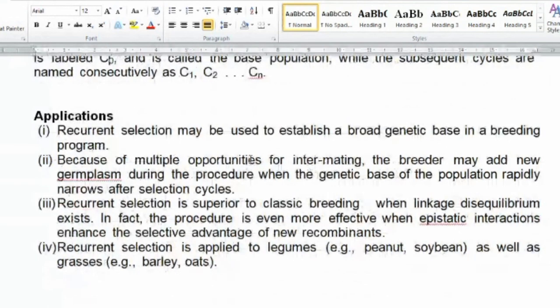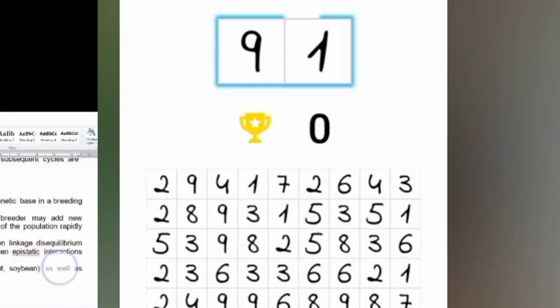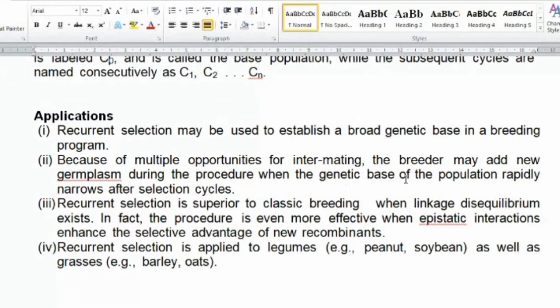Where is recurrent selection applied? Recurrent selection may be used to establish a broad genetic base in a breeding program. Because of multiple opportunities for intermating, the breeder may add new germplasm during the procedure when the genetic base of a population is rapidly growing narrow. So when the breeder thinks that their genetic base is growing narrow or variability is reducing, they may decide to employ this approach.